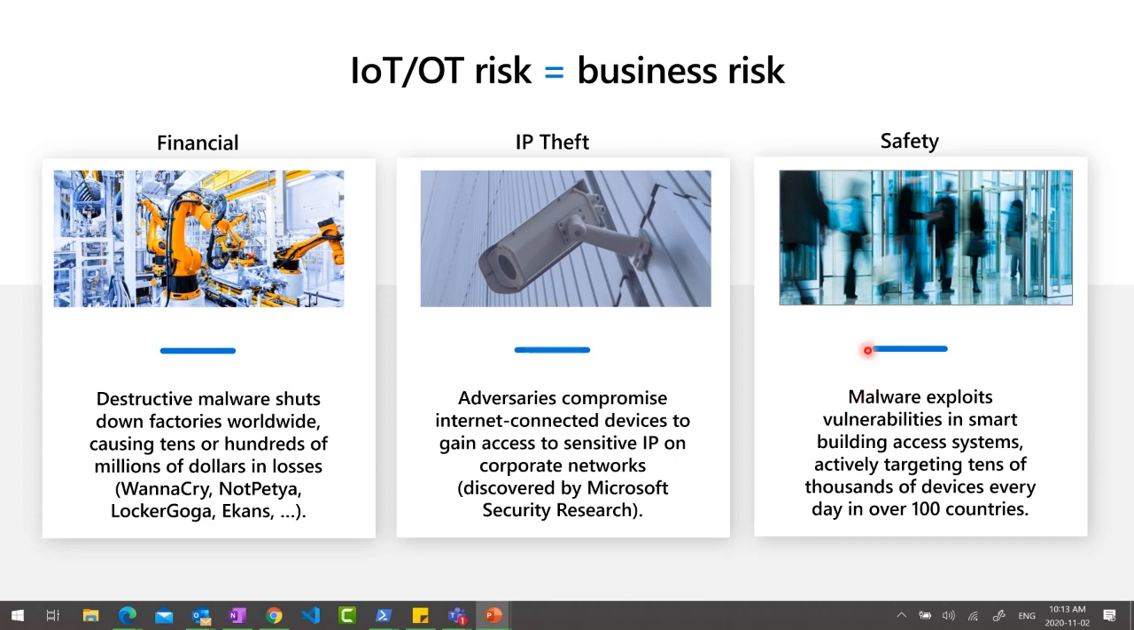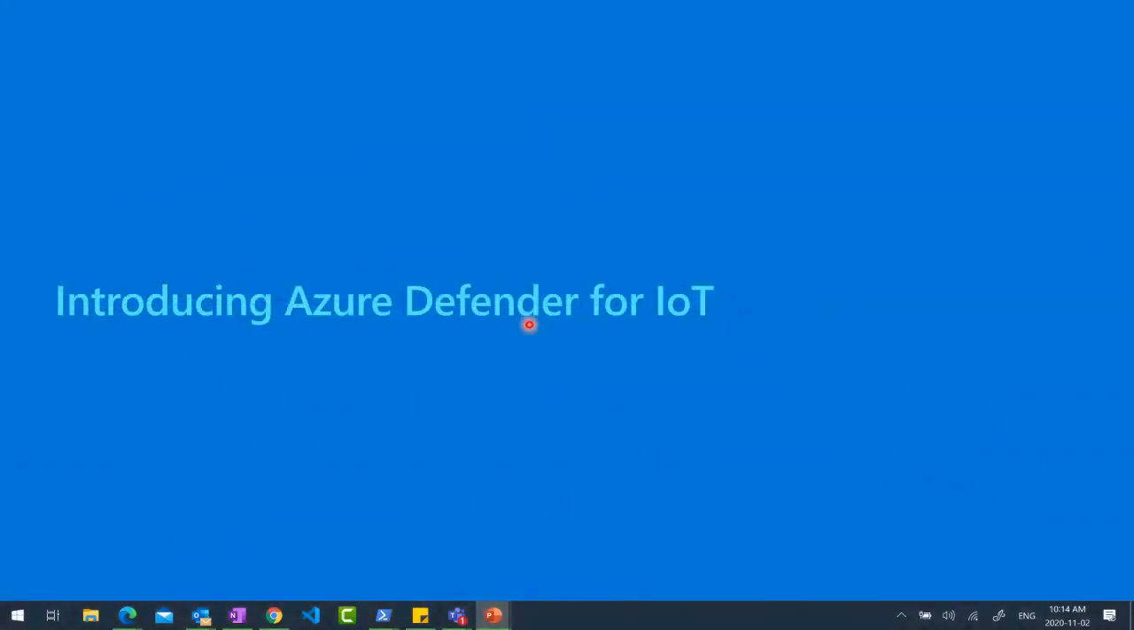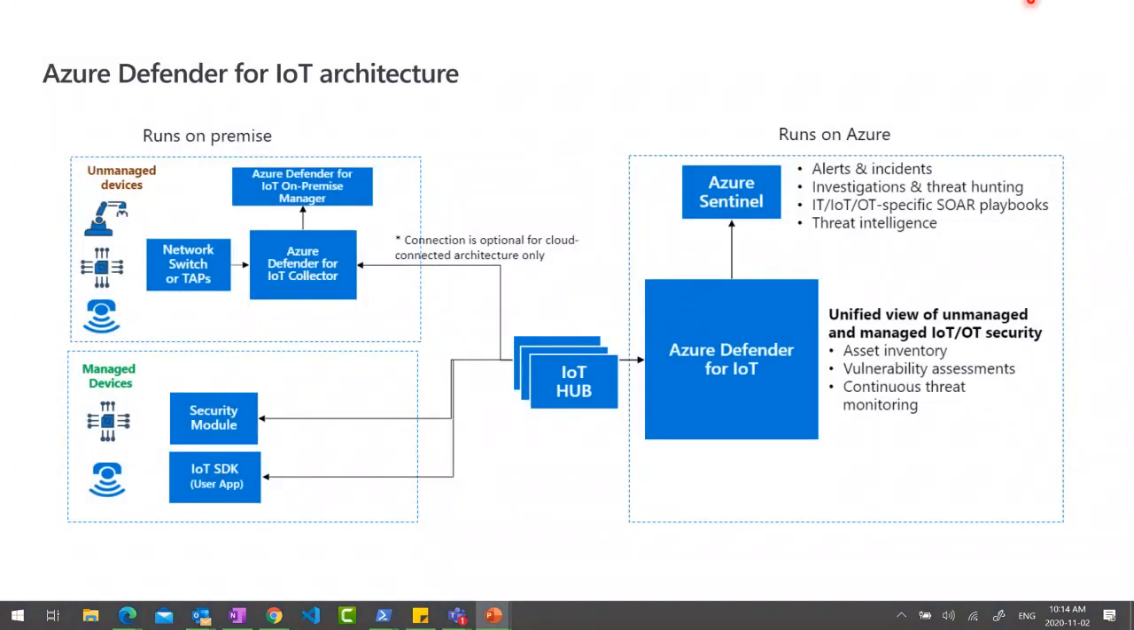And more organizations are starting to feel that we need to address these challenges in the long run. And that's where our Azure Defender for IoT comes into the picture. So this is an architecture that talks about how Azure Defender for IoT works. This is a Microsoft approach for securing those networks.